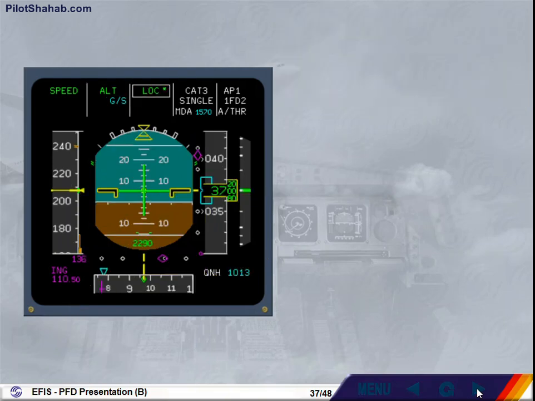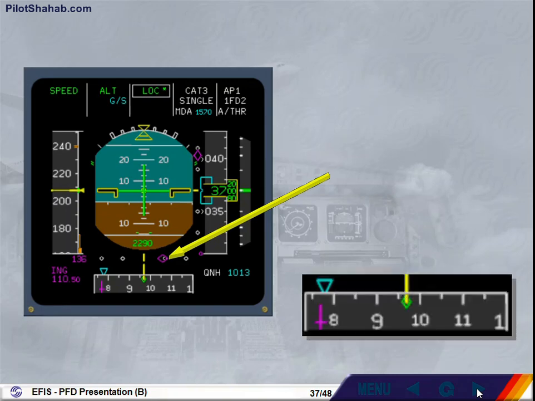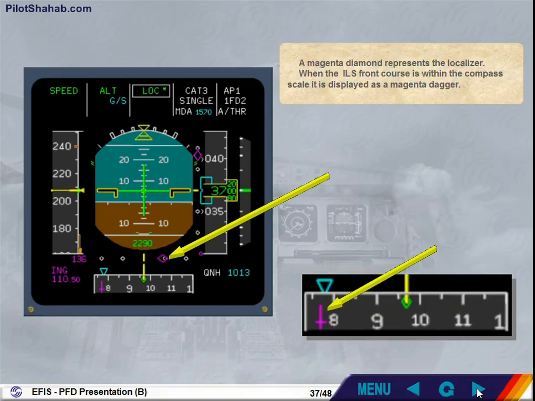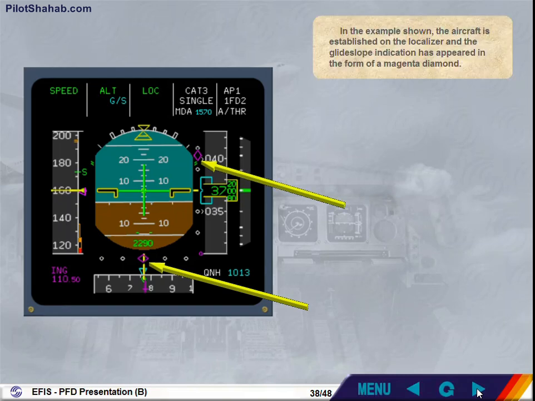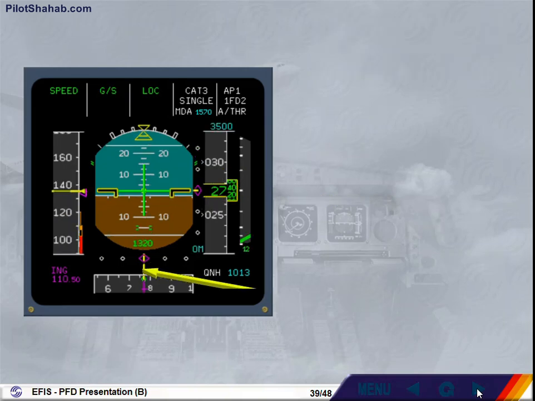A magenta diamond represents the localizer. When the ILS front course is within the compass scale, it is displayed as a magenta dagger. In the example shown, the aircraft is established on the localizer and the glide slope indication has appeared in the form of a magenta diamond. The aircraft is now fully established on the ILS approach.